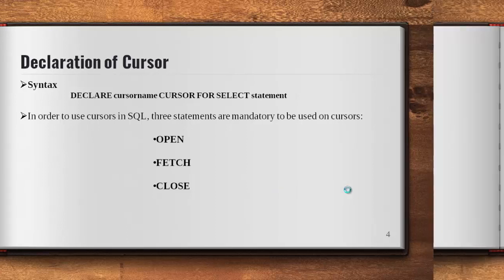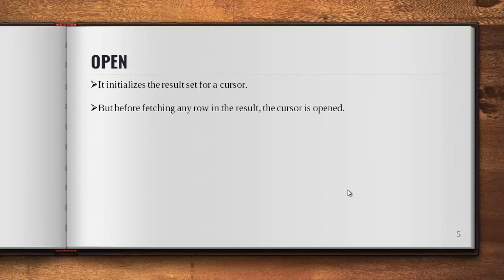So to start with, first we'll see about open. So what is this open? It initializes the result set for a cursor. So whenever we want to start a cursor or create a cursor, we have to open the cursor first. Before fetching any row in the result, the cursor has to be open. That's what is mentioned in our previous slide also. So before you want to access your data, first you have to open your cursor. The syntax for opening a cursor is open cursor name. That's it. So whatever cursor you are declaring, you have to open here.